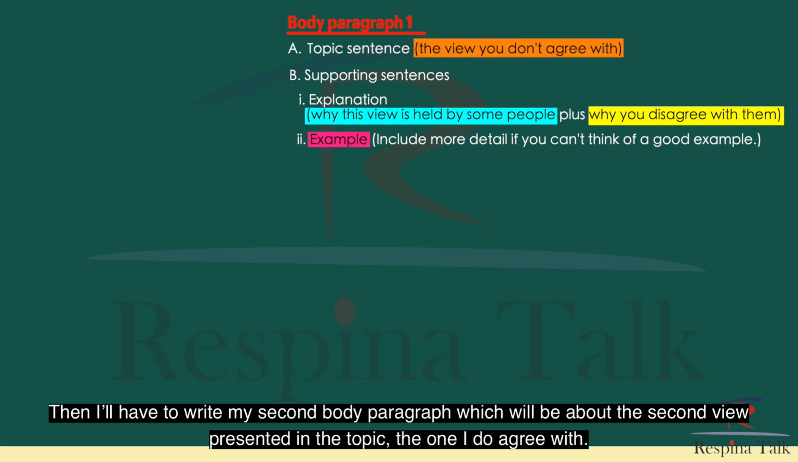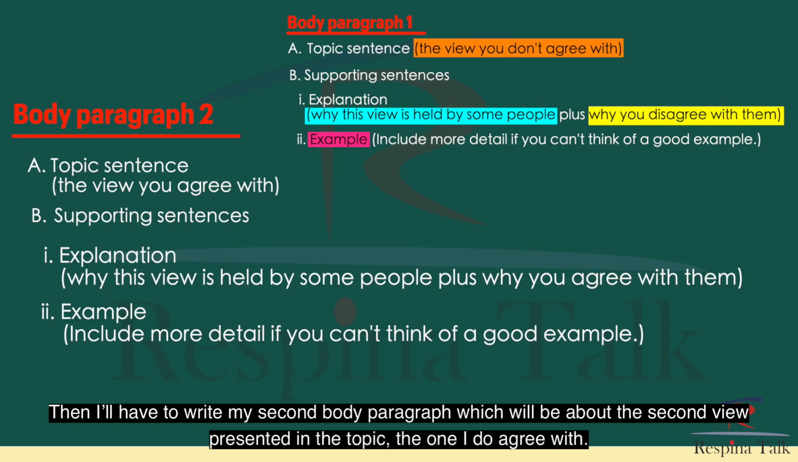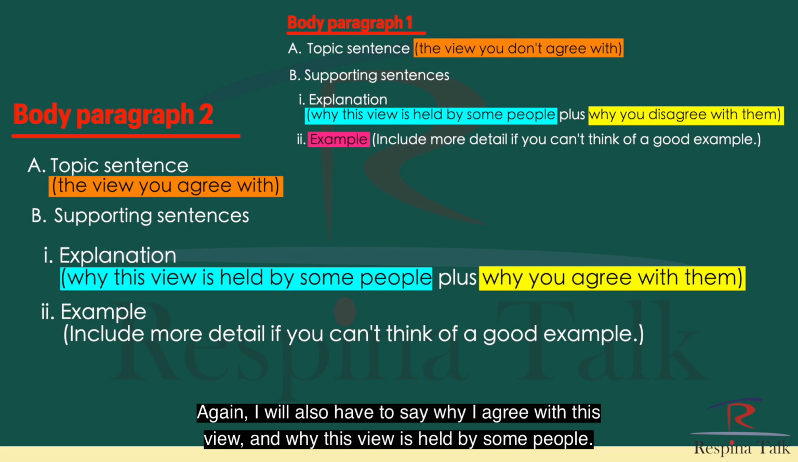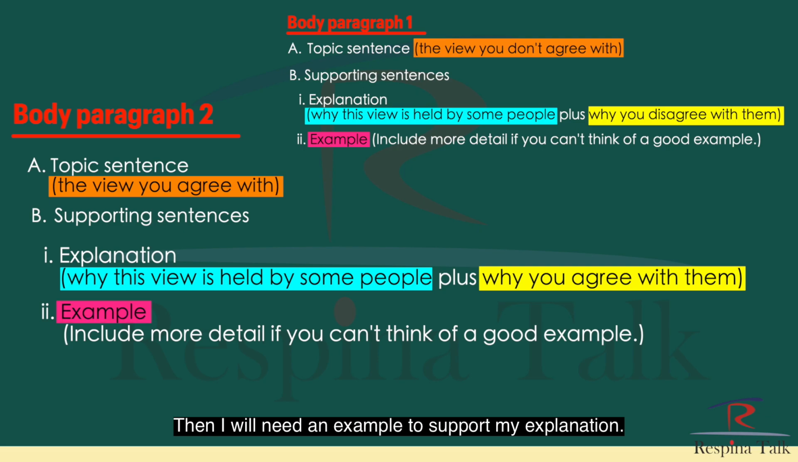Then I will have to write my second body paragraph, which will be about the second view presented in the topic, the one I do agree with. Again, I will also have to say why I agree with this view and why this view is held by some people. Then I will need an example to support my explanation.